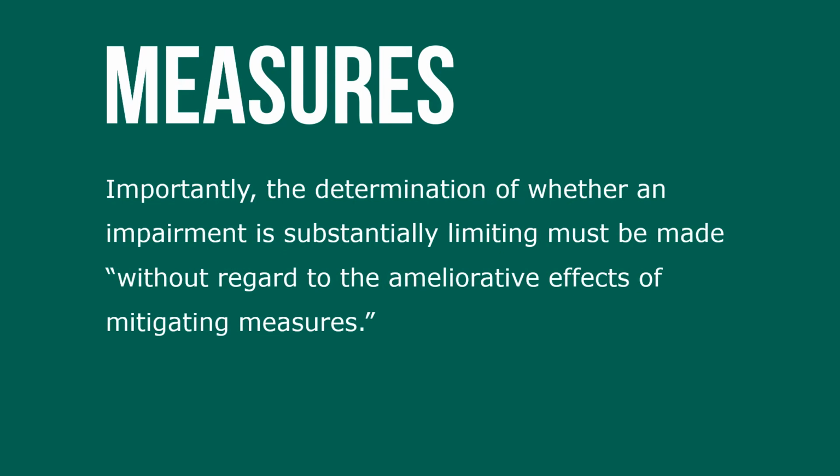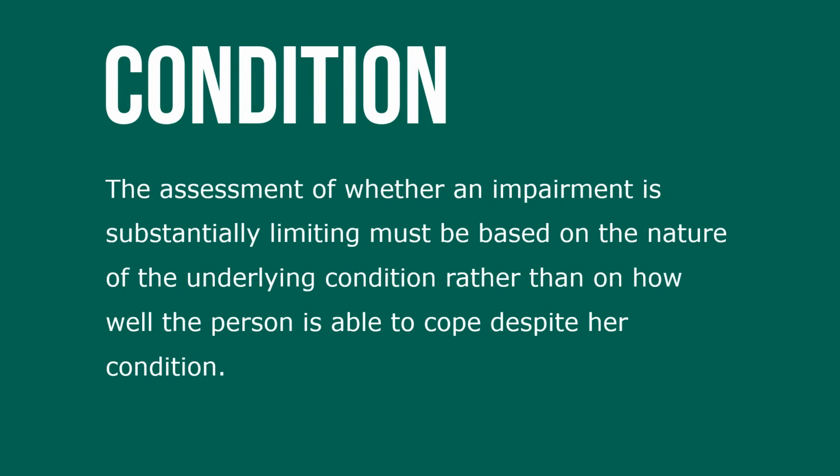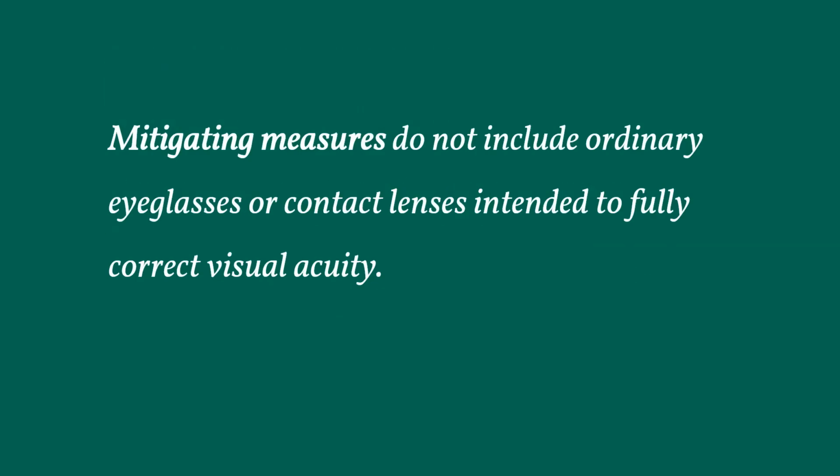Importantly, the determination of whether an impairment is substantially limiting must be made without regard to the effects of mitigating measures. Supports that disabled persons use to manage their disabilities include things like medications, prosthetic devices, hearing aids, implants, mobility devices, oxygen therapy, equipment, and learned behavioral adaptation. The assessment of whether an impairment is substantially limiting must be based on the nature of the underlying condition rather than on how well the person is able to cope despite their condition. Mitigating measures do not include ordinary eyeglasses or contact lenses intended to fully correct visual acuity.